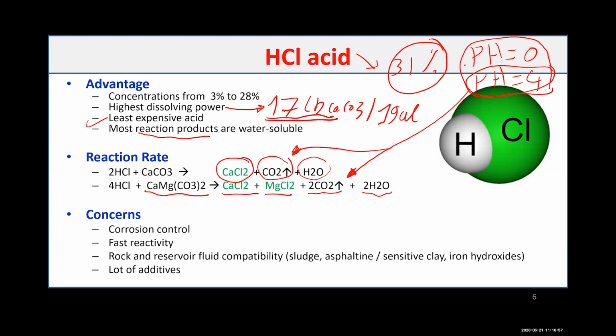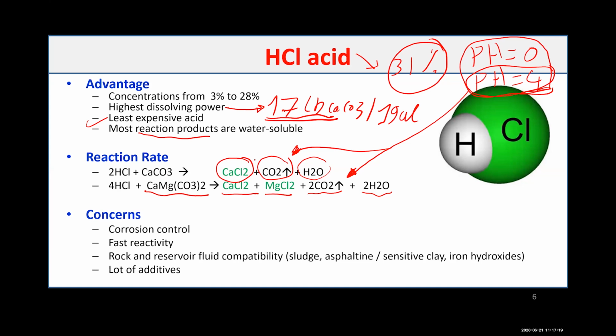So as you are injecting, you have a pH of 0. And as you're producing the fluid, you have a pH of 4 as evidence that all the HCl that you are pumping is consumed. And as we are saying, there is no damage. There is nothing that can be causing any precipitation or anything.